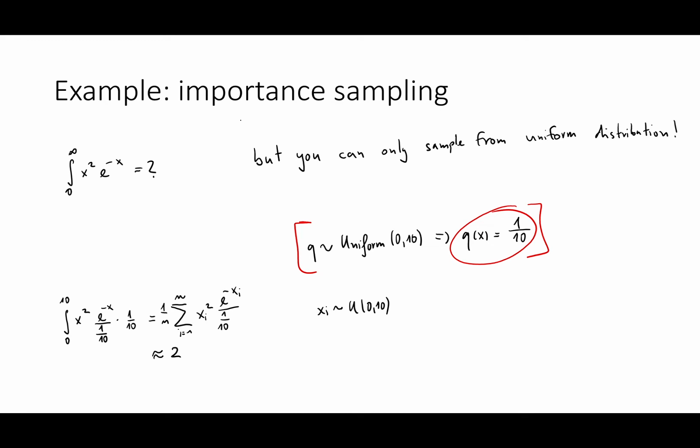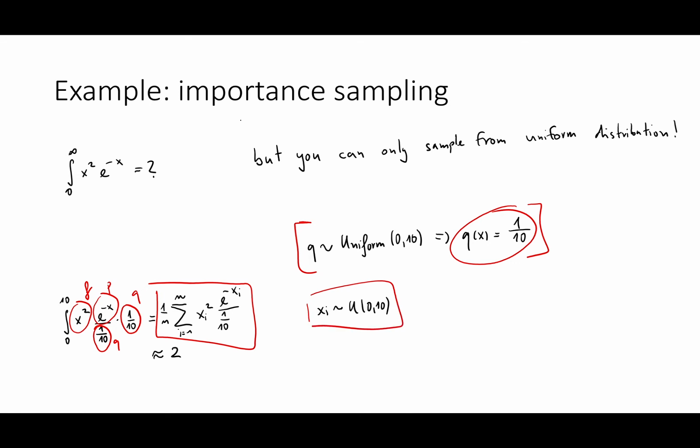And now we can just plug it into the formula we saw before. So this is the q, this is the p of x, and this is the f. And basically, if we do this, we will arrive at this average where we plug in samples from the uniform distribution 0 to 10. And if you do this, you will see that the result will still be something around 2, hopefully. I actually did this.